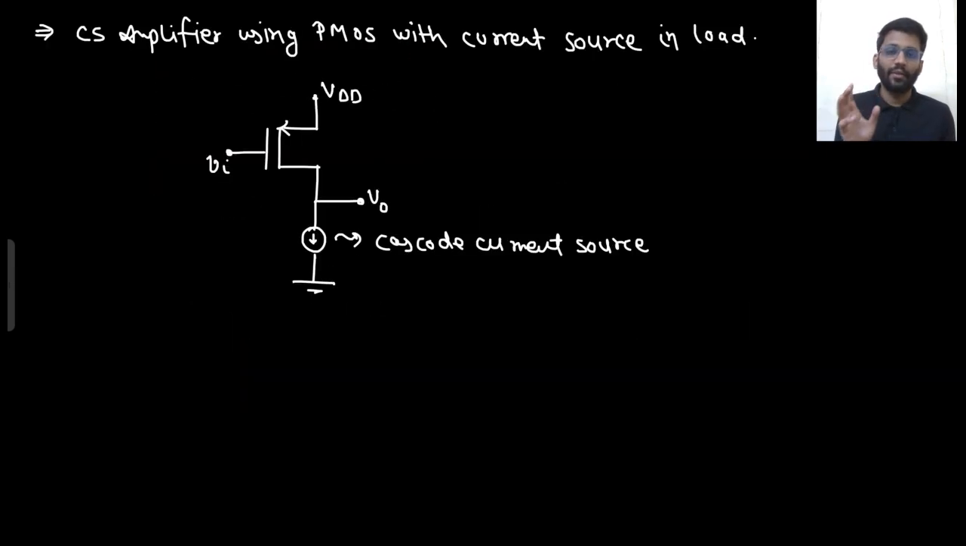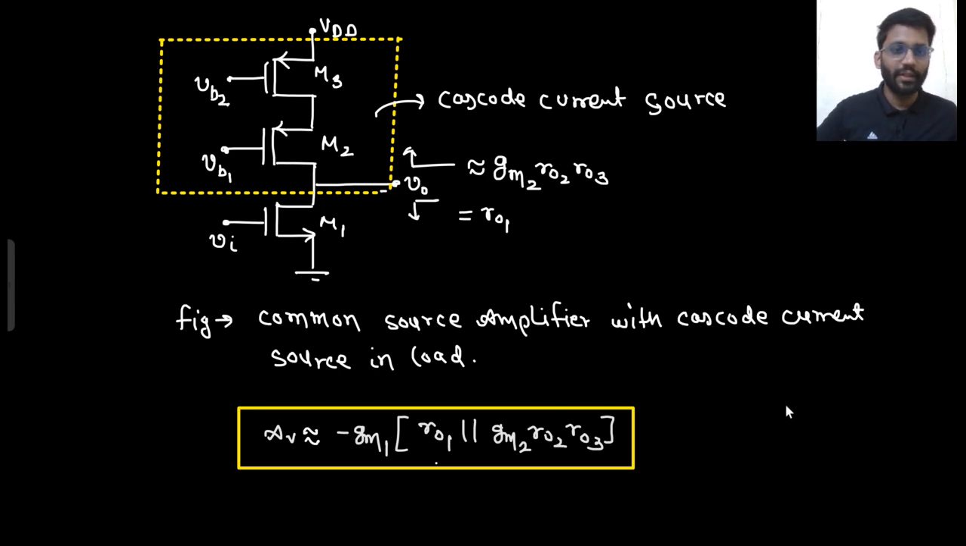So we have made a common source amplifier with current source in load, using both PMOS and NMOS. When we made the common source amplifier using NMOS, the current source in load was made using PMOS. So what is this particular configuration? This configuration is a common source amplifier made using NMOS with cascode current source in load made using PMOS. Say yes or no.